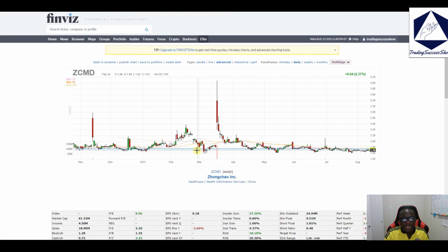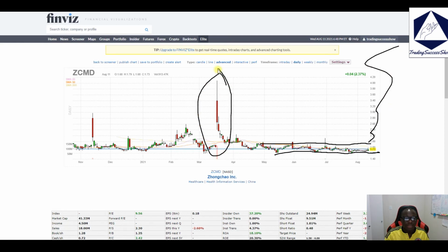Look at ZCMD. Look at how we've been consolidating for quite a while within our support and resistance. So this is the support, and this is pretty much our resistance, right? So very soon we'll push higher, just like we did right here, just like we did over here. So keep an eye on this, guys.